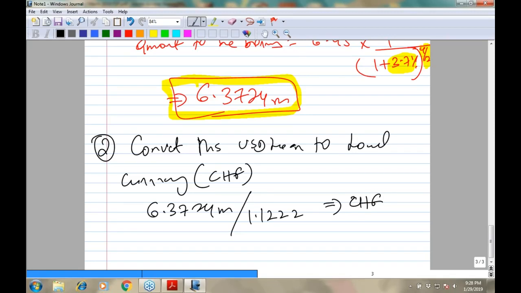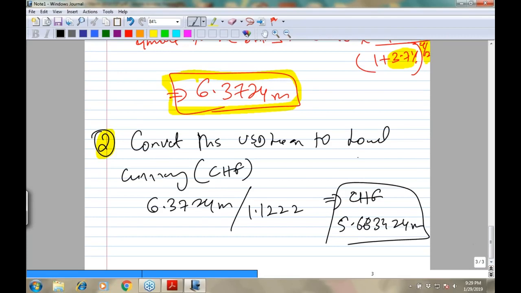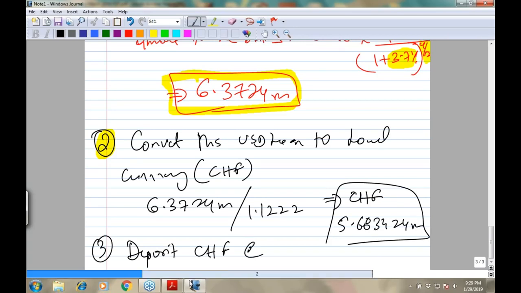Okay, so this is actually going to be 5.683424 million. So what is going to happen is the first step was that we borrowed the USD. The second step was we converted this USD into CHF, which is our local currency. The third step is we are going to deposit the CHF at a rate of what? What is the rate which is available?